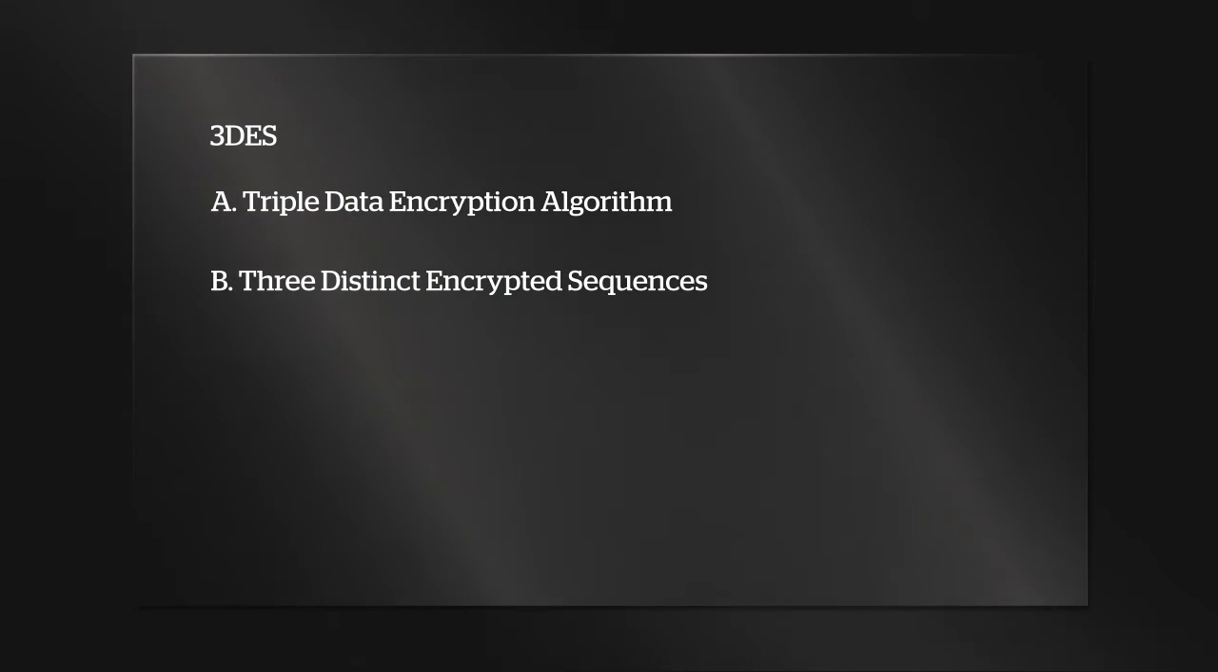Anyway, 3DES or triple DES is the first one. This one I think will be easy. A, triple data encryption algorithm, or B, 3 distinct encrypted sequences. What do you think, Joe? I think B, 3 distinct encryption sequences.